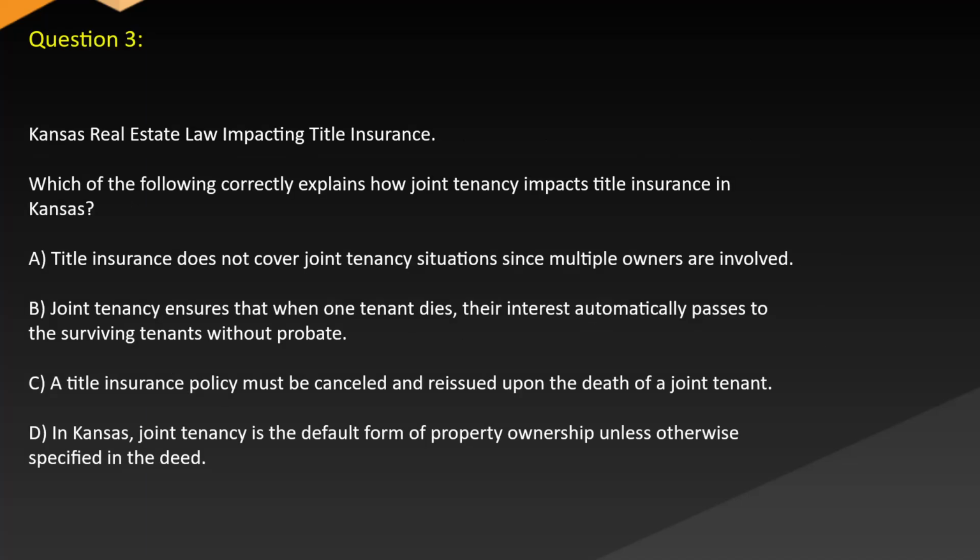Question 3. Kansas real estate law impacting title insurance. Which of the following correctly explains how joint tenancy impacts title insurance in Kansas? A. Title insurance does not cover joint tenancy situations since multiple owners are involved. B. Joint tenancy ensures that when one tenant dies, their interest automatically passes to the surviving tenants without probate. C. A title insurance policy must be cancelled and reissued upon the death of a joint tenant. D. In Kansas, joint tenancy is the default form of property ownership unless otherwise specified in the deed.